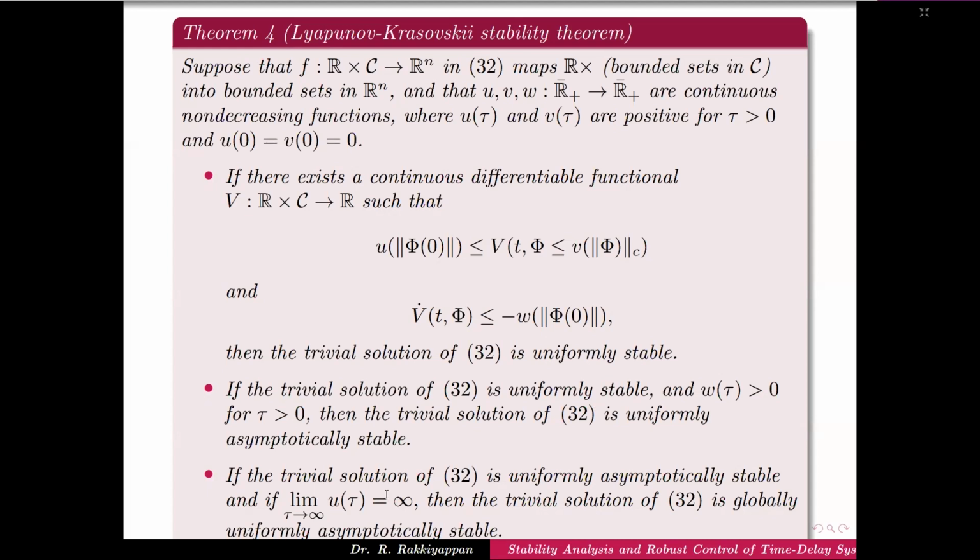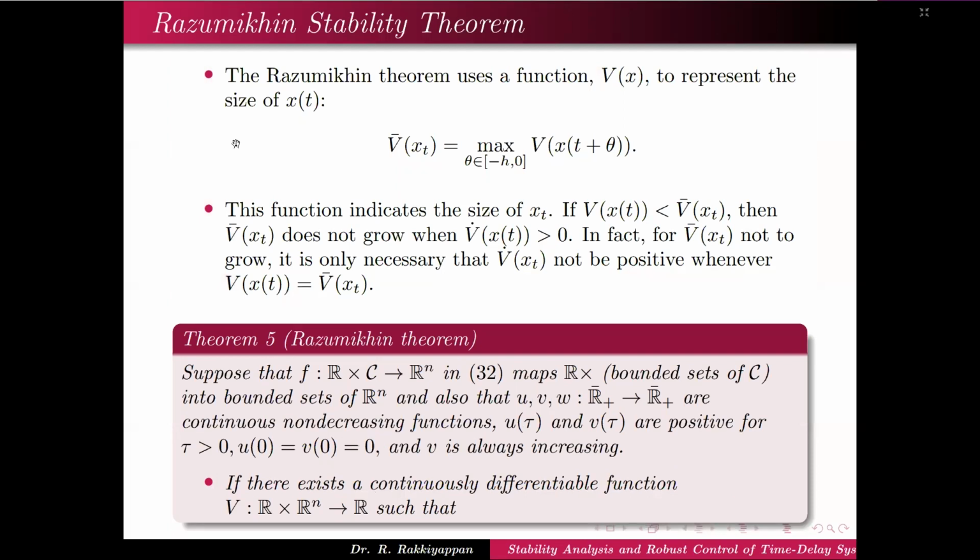So the Razumikhin stability theorem uses a function v of x to represent the size of x of t. V bar of xt equal to maximum of theta belongs to minus h comma 0 of v of x of t plus theta. So this function indicates the size of xt. If v of x of t is less than v bar of xt, then v bar of xt does not grow when v dot of x of t is greater than 0. In fact, for v bar of xt not to grow, it is only necessary that v dot of x of t not be positive whenever v of x of t equals v bar of xt. So this is the Razumikhin theorem.